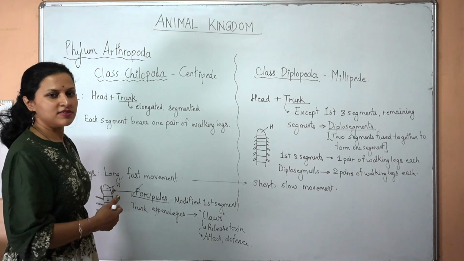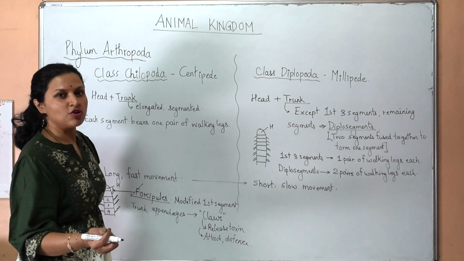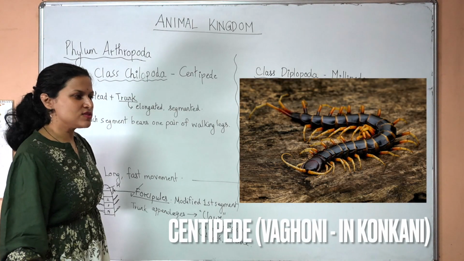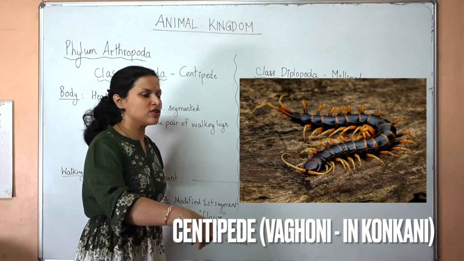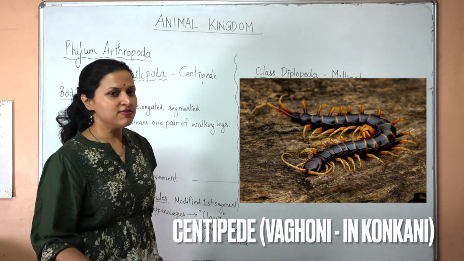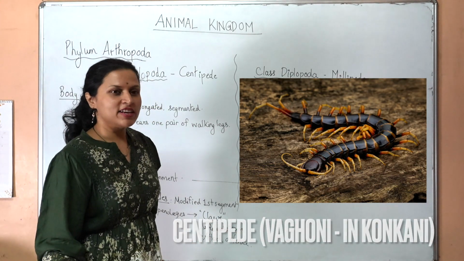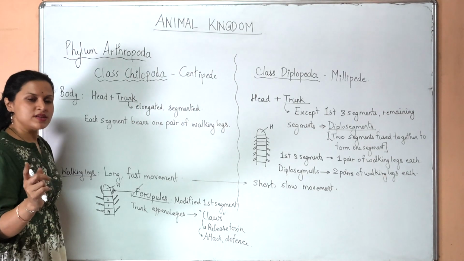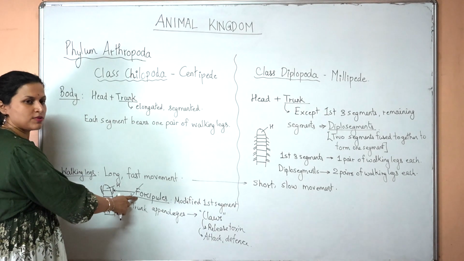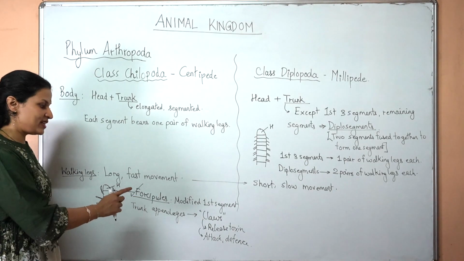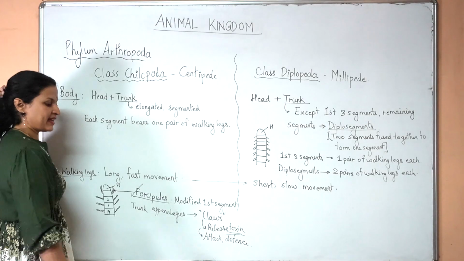The centipede in our Konkani language is known as vaghoni. They are found in rags and all. So whenever we use old rags, we make sure that we dust them properly. Sometimes this vaghoni just comes out and if it bites, then it is very ghatak. Not fatal, extremely painful. So what does it bite with? It bites with these forcipules, which are the modified first segment trunk appendages, which release toxin. It uses them for attack and defense.